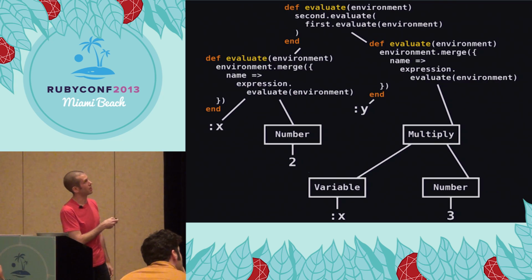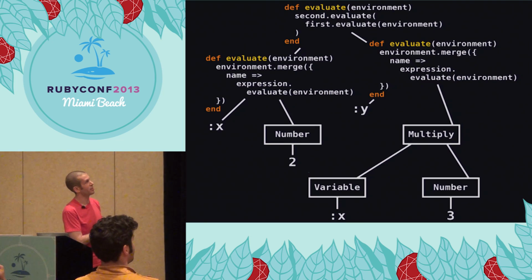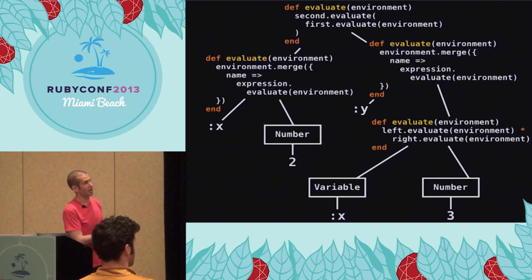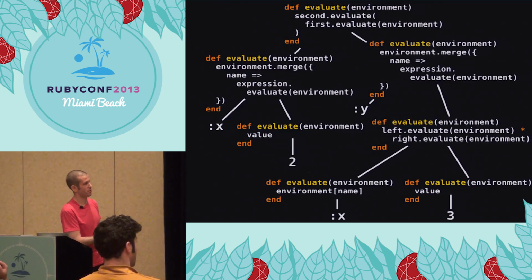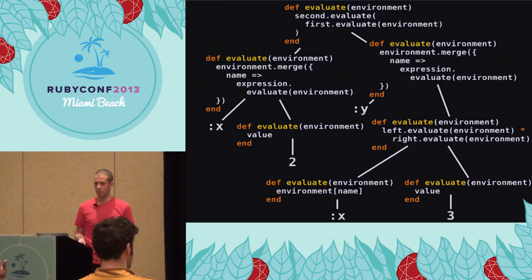These assignments have got definitions that say evaluate the expression and then update the environment with a mapping from the variable name to the value of evaluating that expression. Multiply just says evaluate the left-hand expression, evaluate the right-hand one, and multiply them together. And all of these things like number and variable just have simple definitions that either return their value or, in this case, pull a value out of the environment.